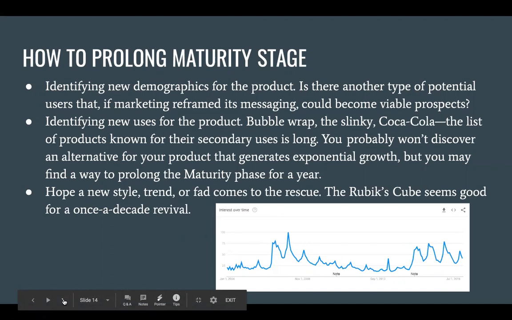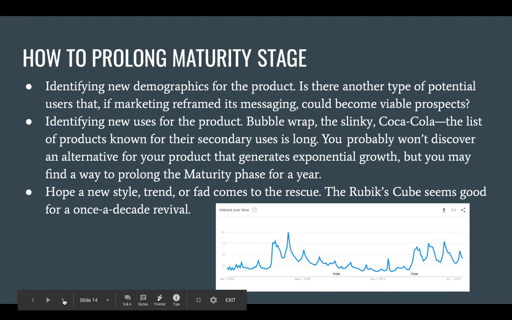Target. It starts with target. Target audience. Yes! Good job. You get extra brownie points. Okay, so you need to identify new target audiences you want to sell the product to.